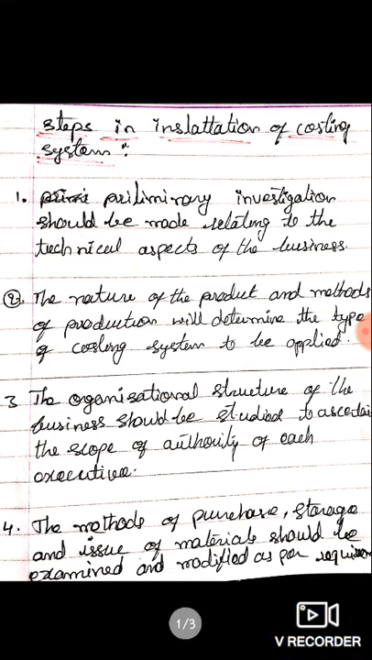And the methods of purchase, storage, and issue of material should be examined and modified as required. So whether they are following the LIFO method or FIFO method, or what kind of method they are using for the storage, purchase and issue of material is also important in installation of a costing system in a company.